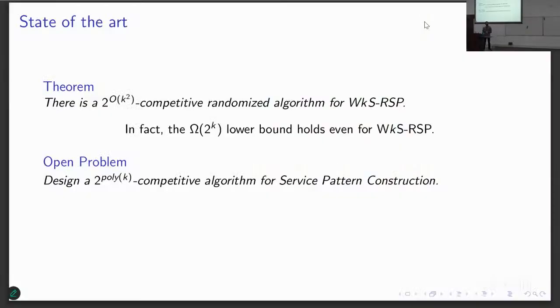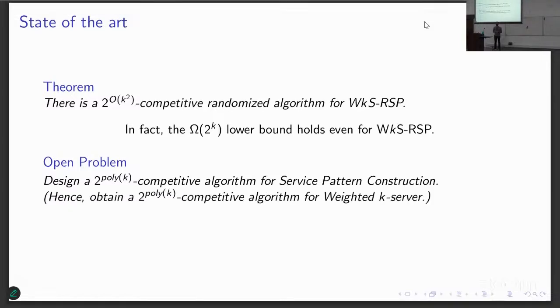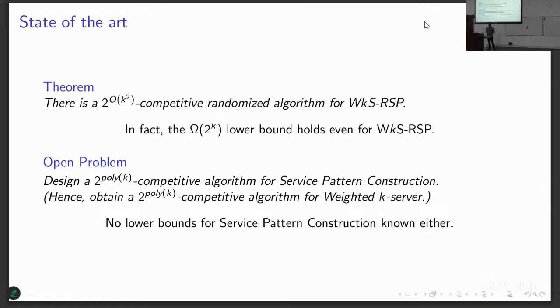But there is an open problem: if you design an exponential in poly k competitive algorithm for the service pattern construction, and if you can do it, then we can obtain an exponential in polynomial in k competitive algorithm for the weighted k-server, and that almost matches the exponential in k lower bound. Even the lower bounds for this service pattern construction are not known. Any non-trivial lower bound is not known either, and that would also be a good direction to understand this relaxation, which is the service pattern construction. So, that's it from me. Thank you.